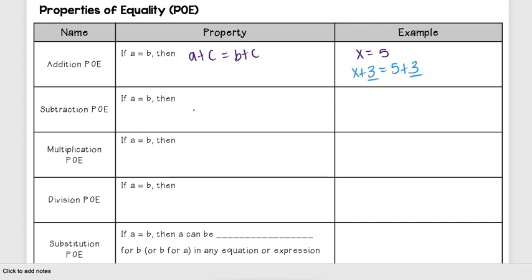Subtraction POE is very similar. That one just says if A is equal to B, then A minus C is equal to B minus C. So basically I can take two things that are equal to each other and subtract the same number on both sides, and it'll still be the same. So let's say, just working with numbers, let's say I had 3 is equal to 3. Well, if I subtract 1 on both sides, it'll still be the same thing. 3 minus 1.